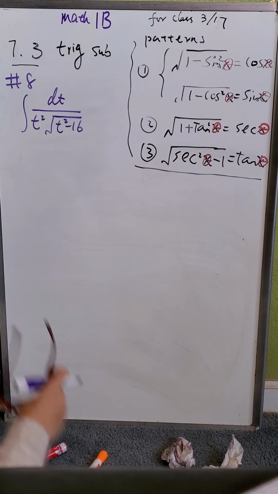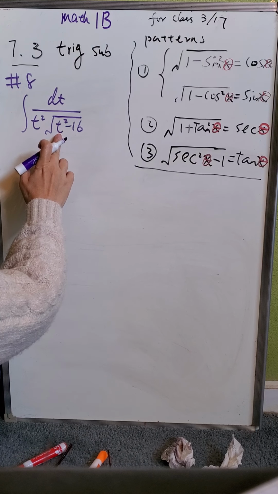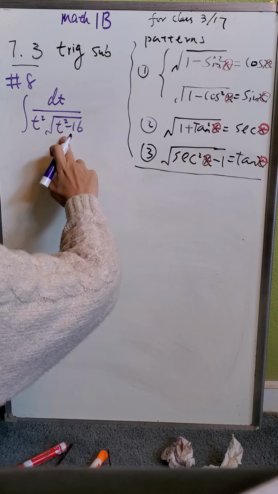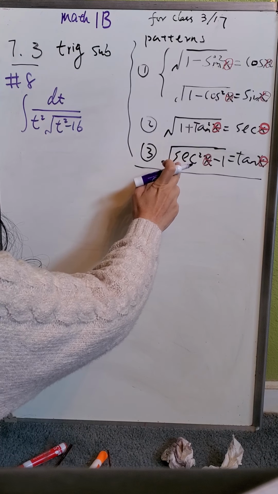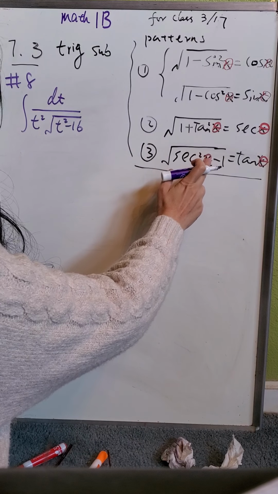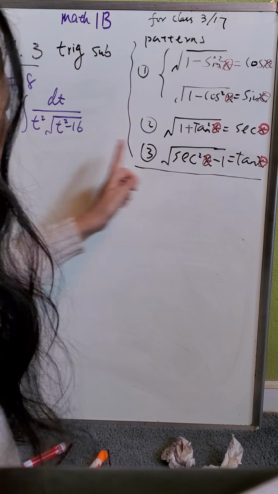What we need to do is decide which pattern first, which pattern looks like this one. This one has the variable go first. Secant squared theta minus 1, where theta is the variable. But it's not exactly the same, because this is 1 here and this is 16.